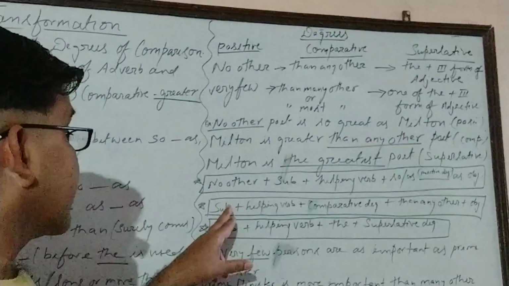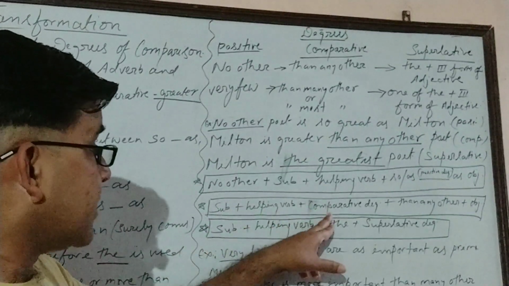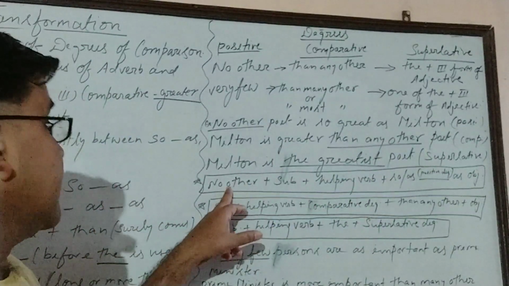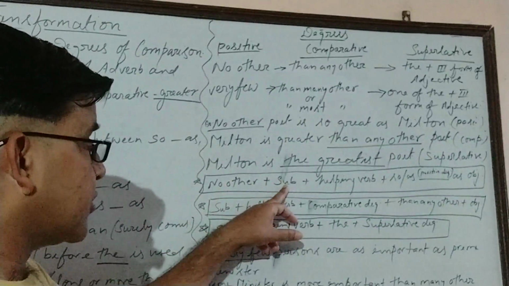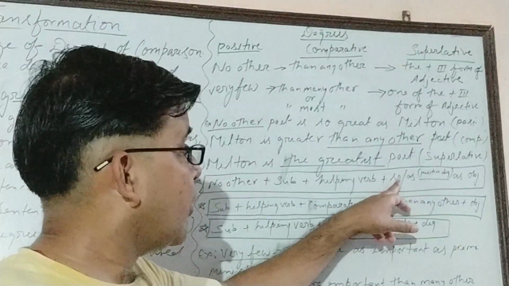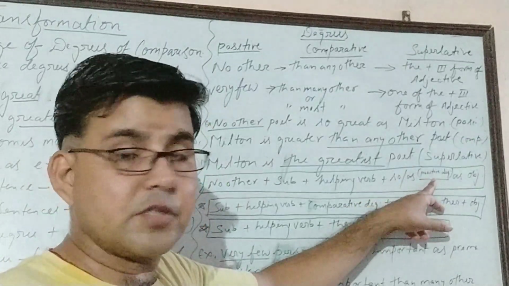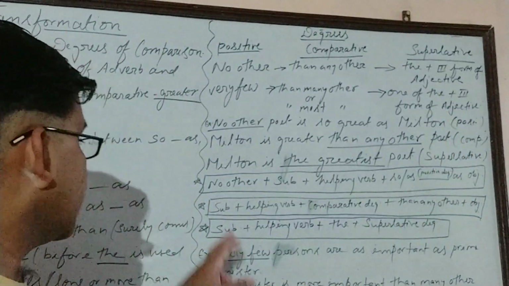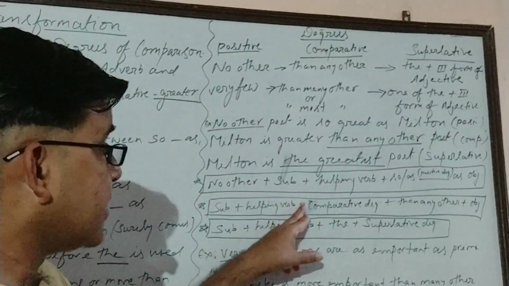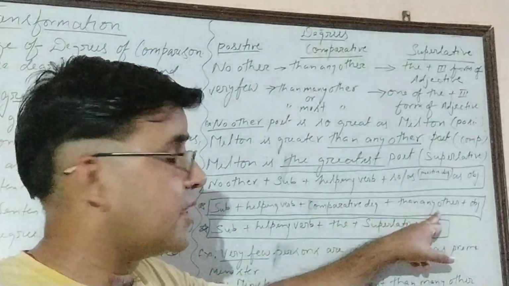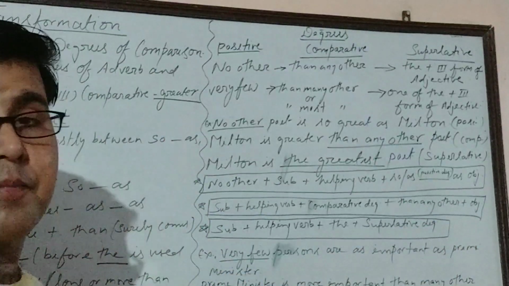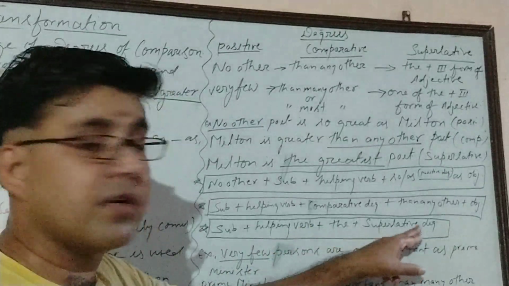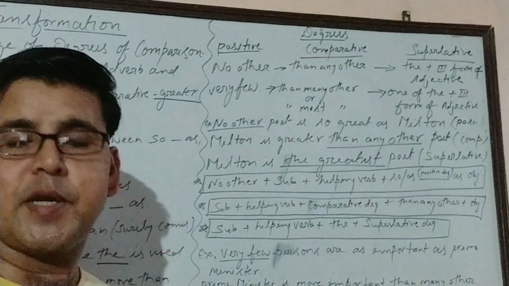First of all, the positive degree. Sentence starts with no other plus subject plus helping verb plus so or as plus positive form of adjective plus as, then object. In comparative, the structure of the sentence is subject plus helping verb plus comparative degree plus than any other plus object. In superlative, subject plus helping verb plus the plus superlative degree. This is the structure of the sentence you can keep in your mind.